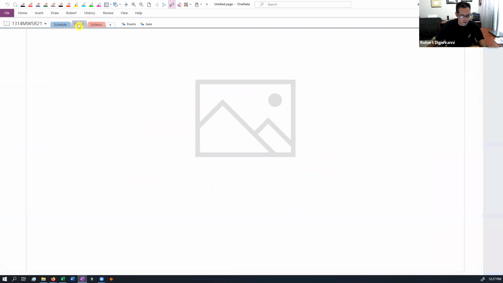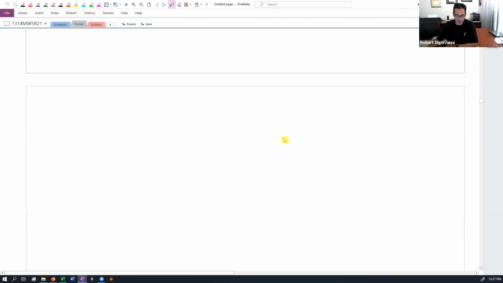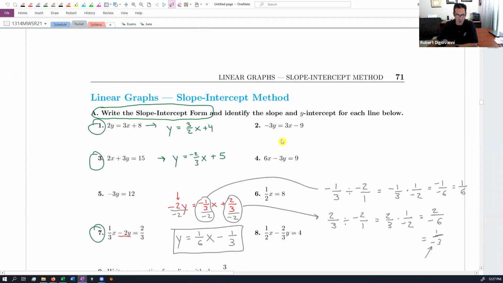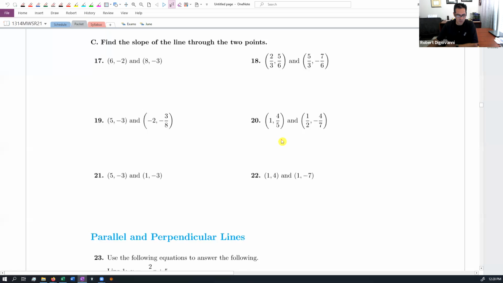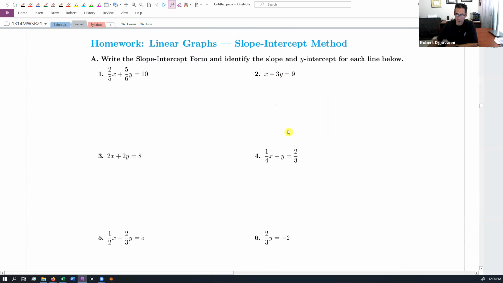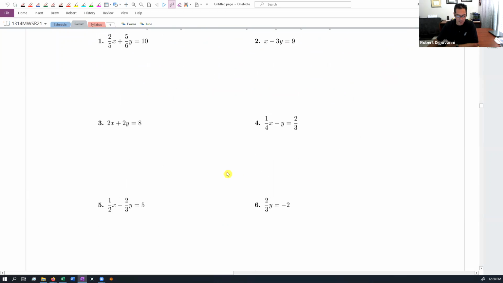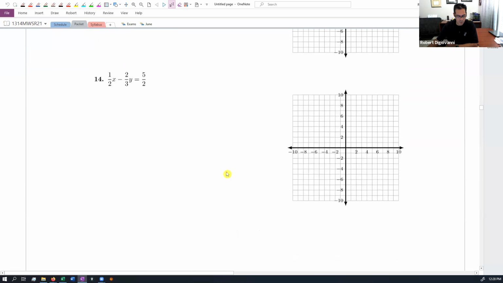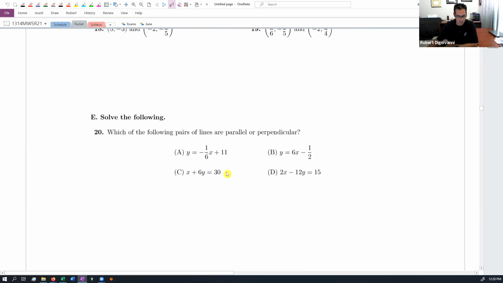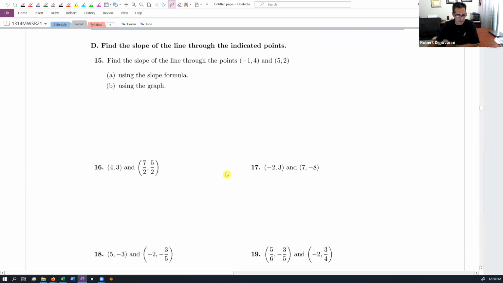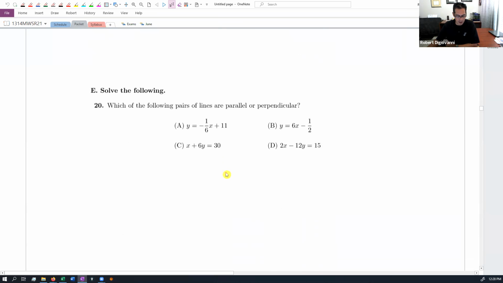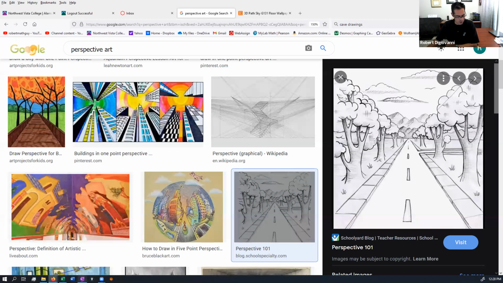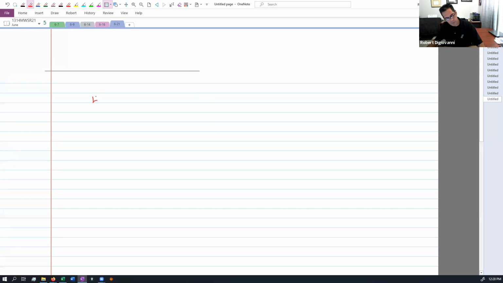Okay, so where are we here in our packet? Let me be clear on what the homework is so that we don't have any issues here. The homework starts on page 75. You can work through all these. On page 75, do everything, skip 15 through 19, but all the others you should be able to do.